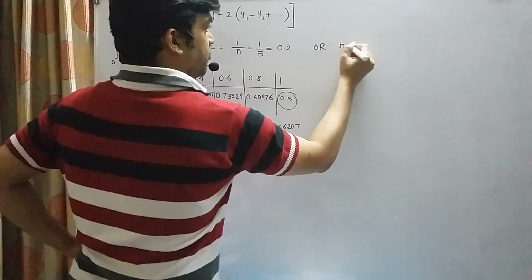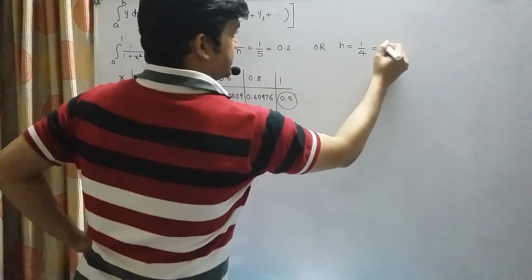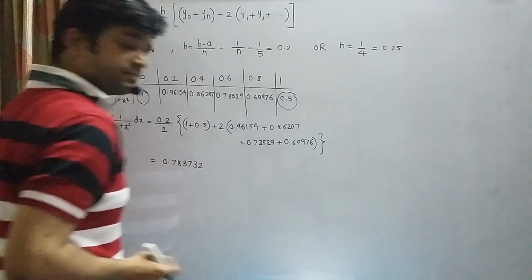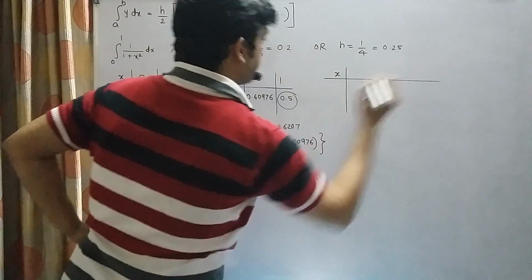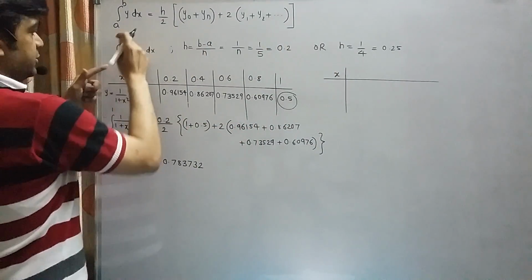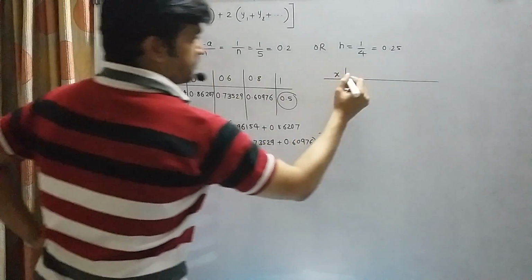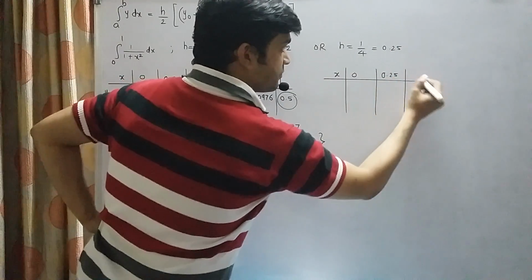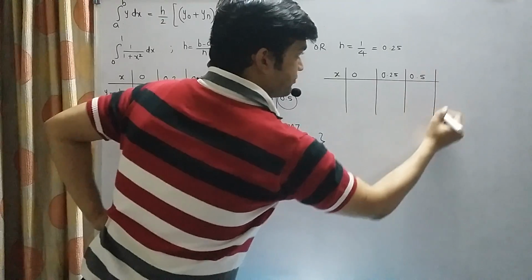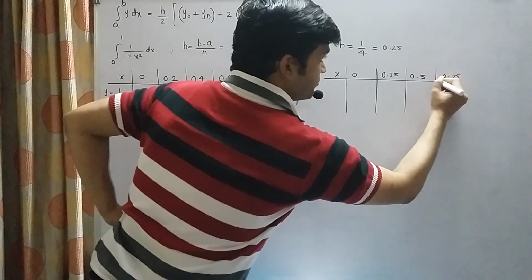Now, suppose instead of n being taken as 5, you might take n as 4. If n is 4, then h value will be 0.25. In that case, x will have values 0, next will be 0.25, next will be 0.5, next will be 0.75, and 1.